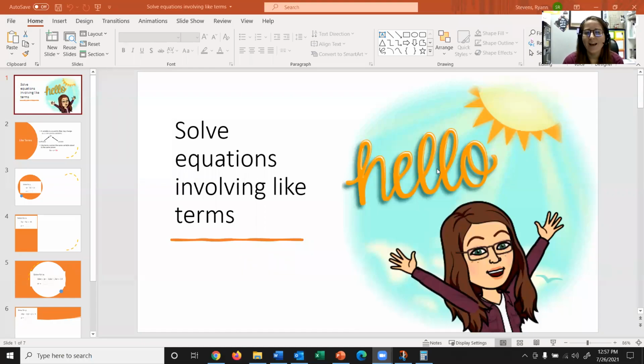Hi, everyone. We're going to look at solving equations involving like terms today. Okay, so the first thing we want to look at is some key things that we have to remember before we can start solving these types of equations.